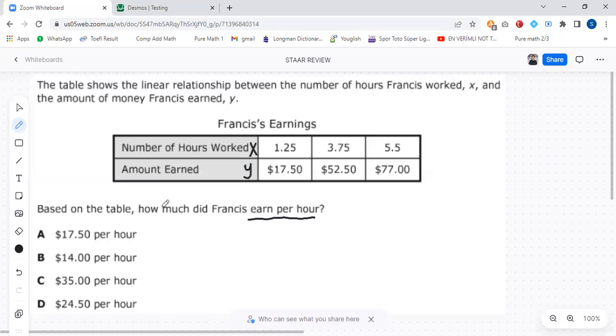So guys, if we are trying to find how much he earned per hour, that means we are actually trying to find the slope or rate of change. So it is rate of change because it is the amount of money that he earned per hour, right? So how do we find the rate of change? Or how do we find the slope? We are going to be using y2 minus y1 over x2 minus x1.